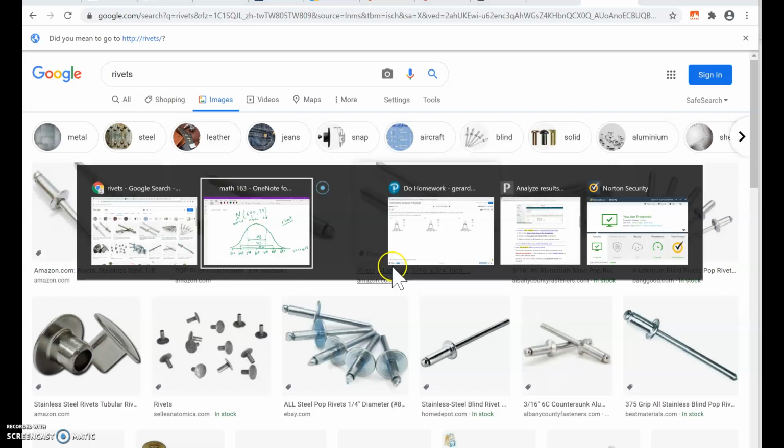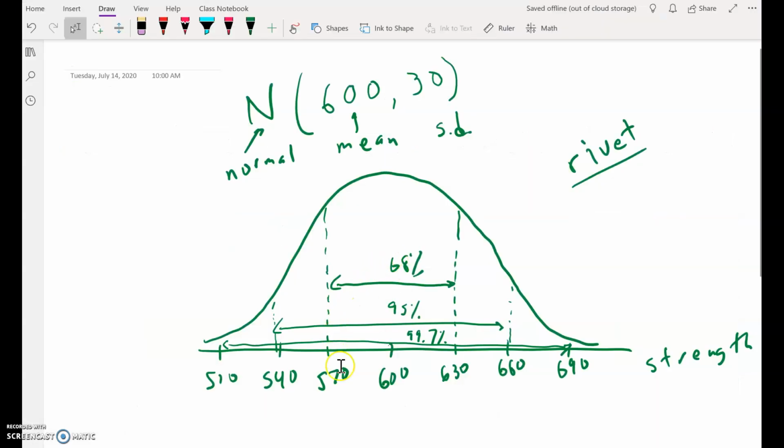And so on our histogram here, this tells you that 68% of those rivets are between 570 and 630 pounds strong. So you have your rivets connecting two pieces of metal together. Let's say maybe there's your first piece of metal, there's your other piece of metal, and your rivets somehow holding them together. I guess it goes vertically, but it doesn't really matter for this question.